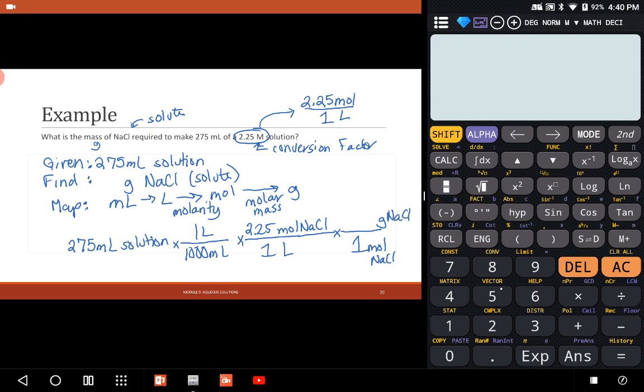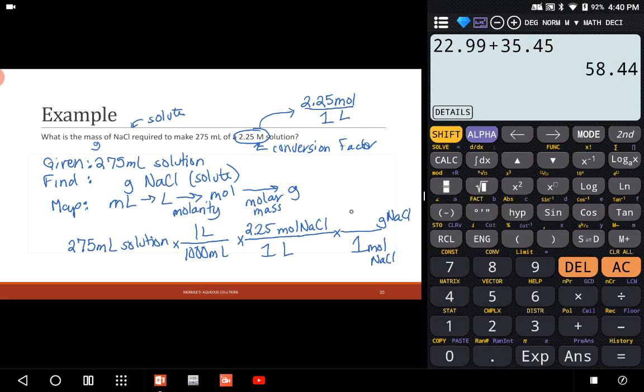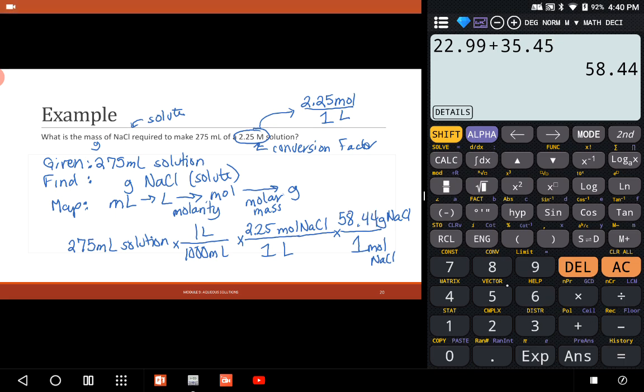And so the molar mass of sodium is 22.99. And then there's 1 chlorine, which is 35.45. And so my molar mass of sodium chloride is 58.44. So now that I got everything set up, I can plug this into my calculator.